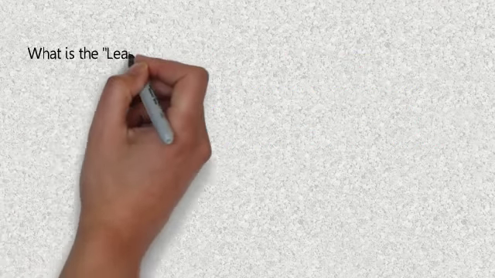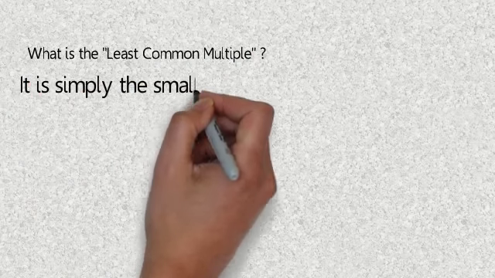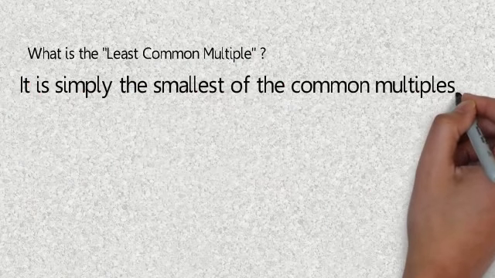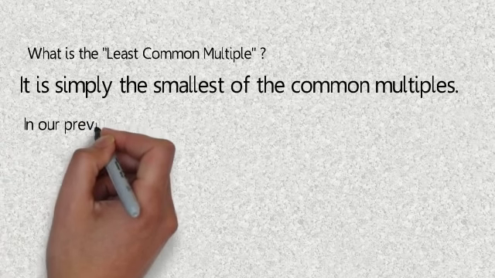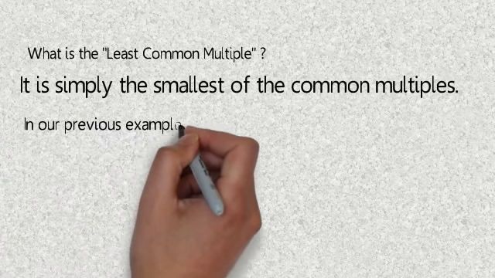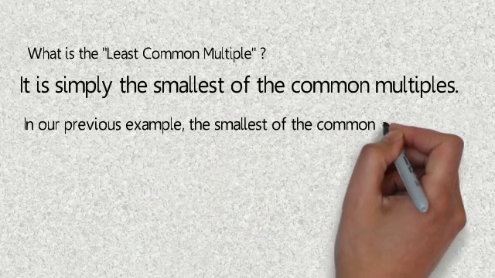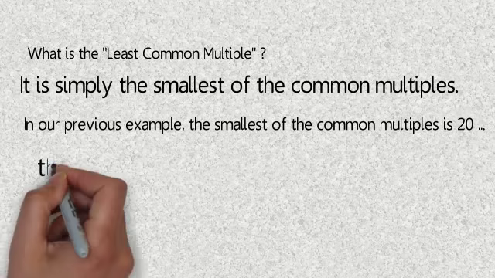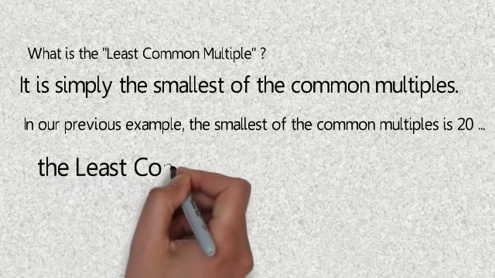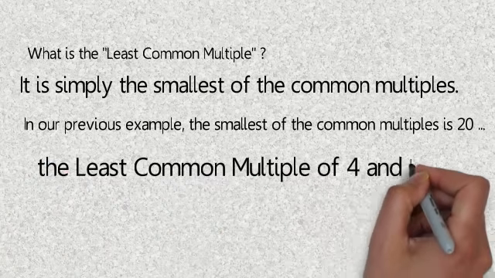So now, what is called the least common multiple? We are now going to the proper least common multiple. It is simply the smallest of the common multiples. Do you hear that? The smallest of all the common multiples. That is, when I have common multiples for numbers, the least of them is what we call the LCM, the least common multiple. So in our previous example, we have 20 and 40 common to 4 and 5. Which one is the smallest of the two? 20. So the least common multiple of 4 and 5 is 20.